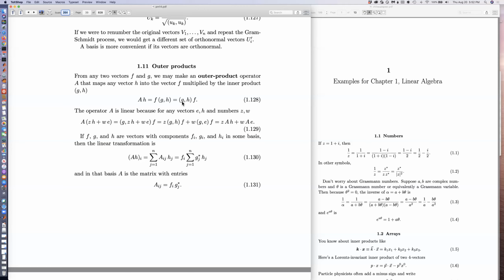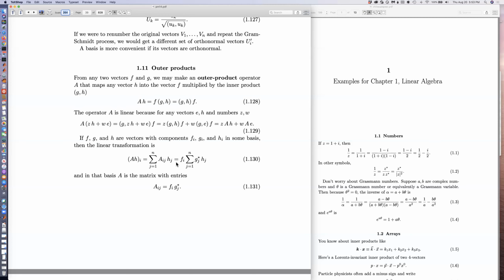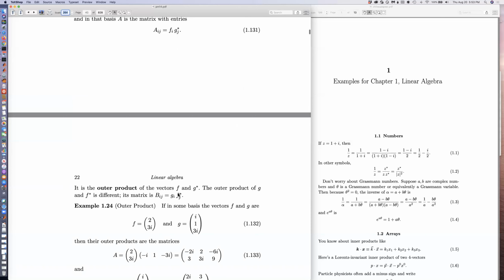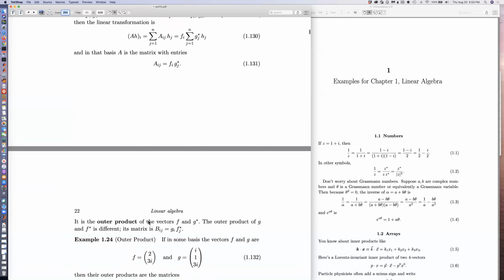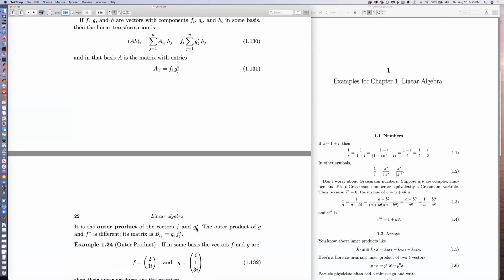Anyway, in that basis, A is a matrix with entries. You see A fits right here. This is A. And so what is Aij? Well, Aij is Fi Gj star. So comparing these two, we see that Aij is that. And that, in fact, is the outer product of the column vector F and the row vector G star.